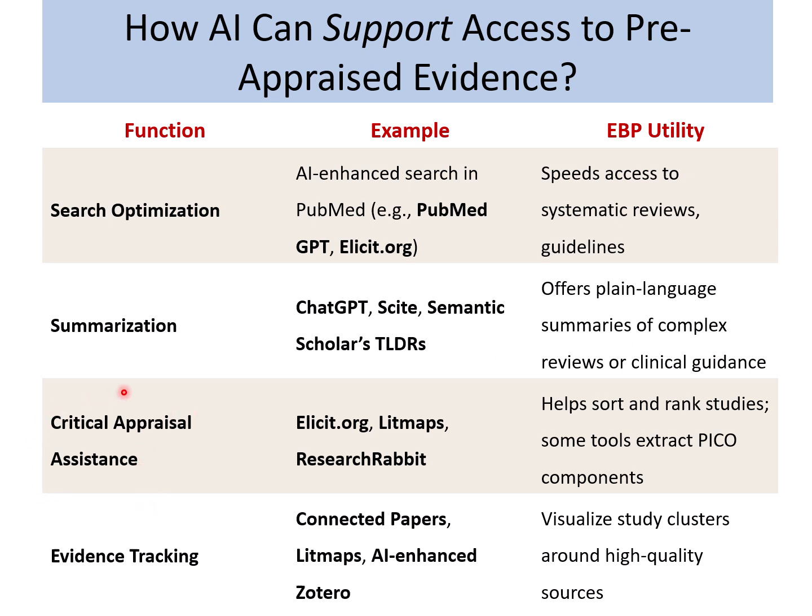And then the third thing is critical appraisal assistance. When you are doing the critical appraisal, you can use elicit.org, Litmaps, and ResearchRabbit. These are AI tools that can help sort and rank studies. Some tools extract PICO components for you, for example SciSpace. It can help you identify the population, intervention, comparison, and outcome mentioned in the paper. So it gets easier if you use AI wisely.